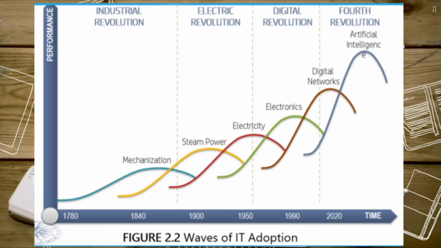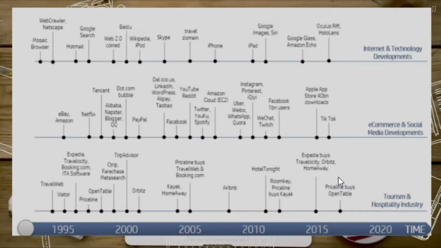And nagkaroon na din pala ng another revolution, which would be the fourth revolution. Ito na yung pumapasok ng artificial intelligence. Although it's 2020 onwards, we can foresee in the future kung ano na yung pwedeng mangyari in the ecosystem. Baka kahit hindi ka na umalis sa bahay mo, pag-travel ka na, it could happen, di ba? Because of the artificial intelligence. So this is the waves of IT adoption.